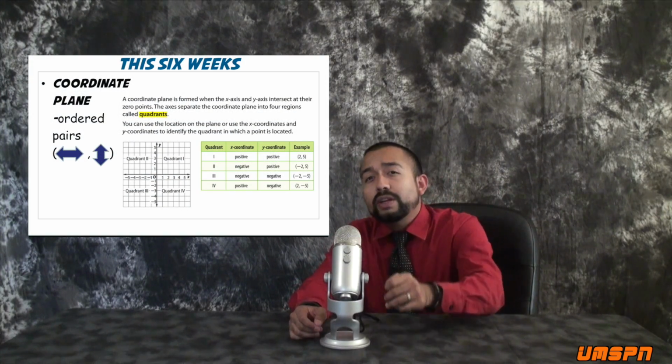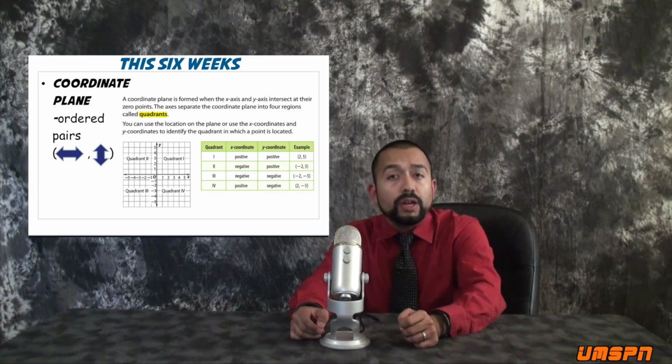Now, we took integers a step further and actually placed them on a coordinate plane. With the coordinate plane, what you have to be aware of is that there are 4 quadrants.